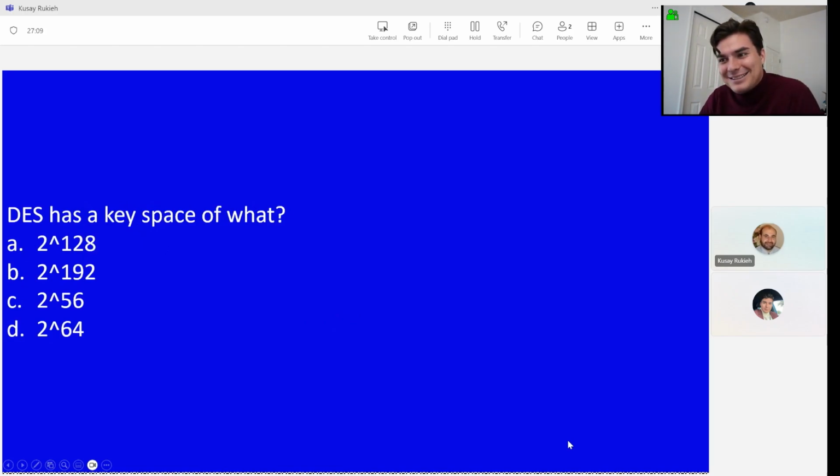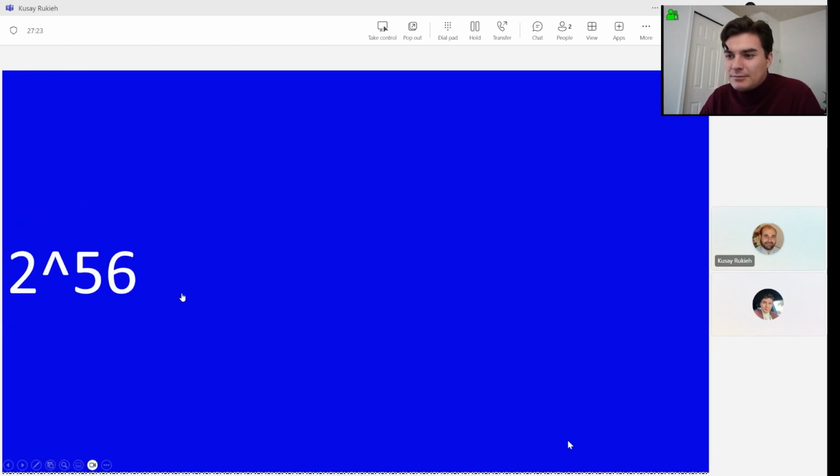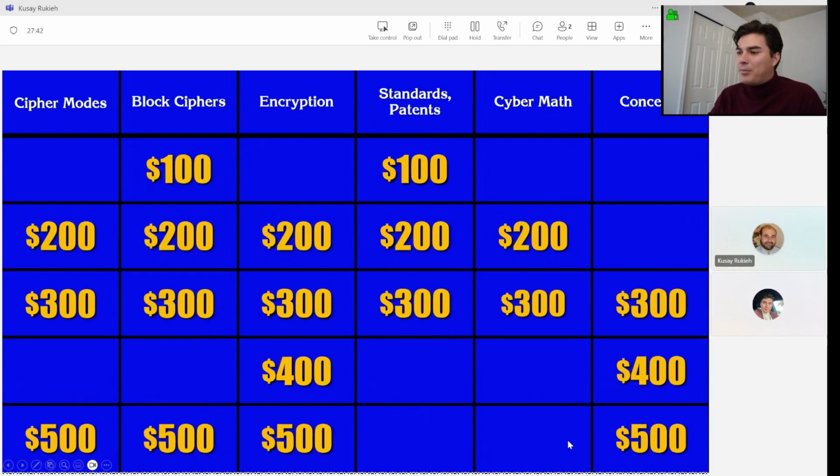This has a key space of what? It has a key space of 56 bits, so it's going to be 2 to the 56. 8 bits for parity, right? That's our answer. Can you tell me a little bit about parity? Parity is for error correction and error detection. Remember, we reserved 8 bits just in case something is wrong with the key, we can check whether the key had been changed or not, if it's correct or not correct. So DES has a 64-bit key, but 56 are actually used for the algorithm, and the last 8 are for the parity.